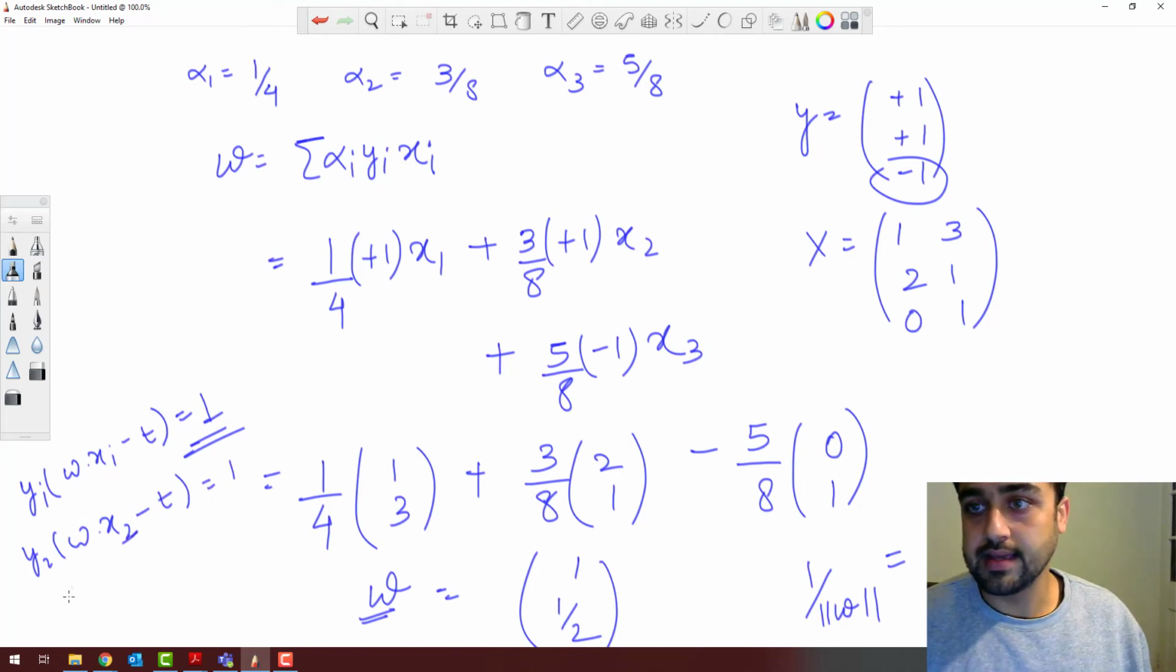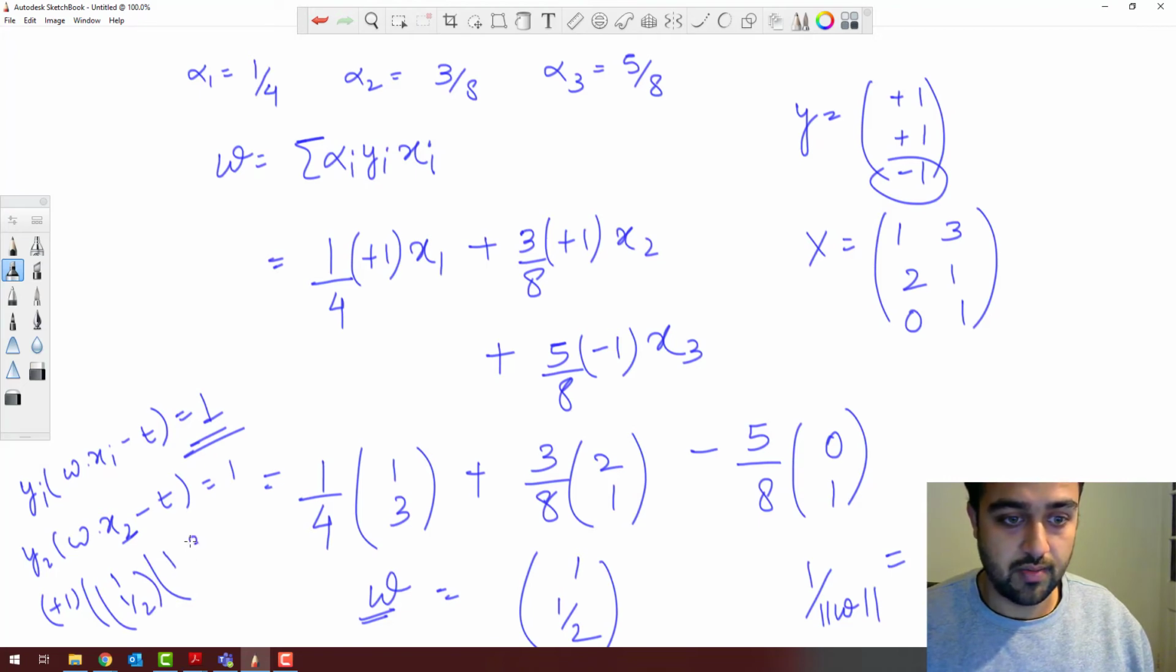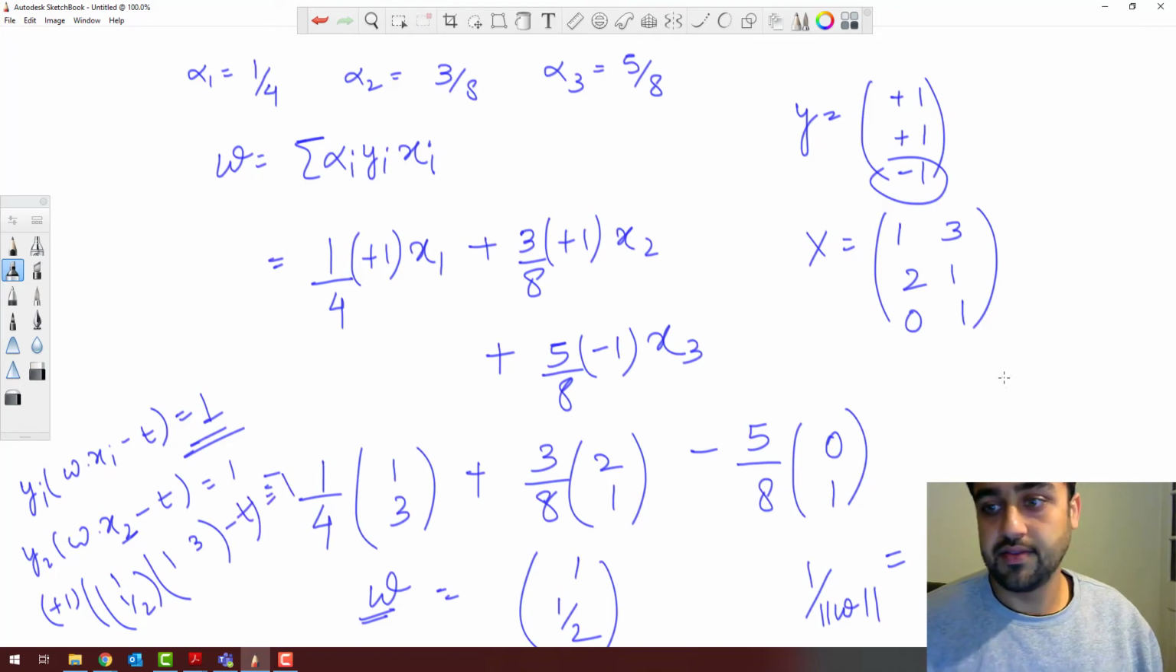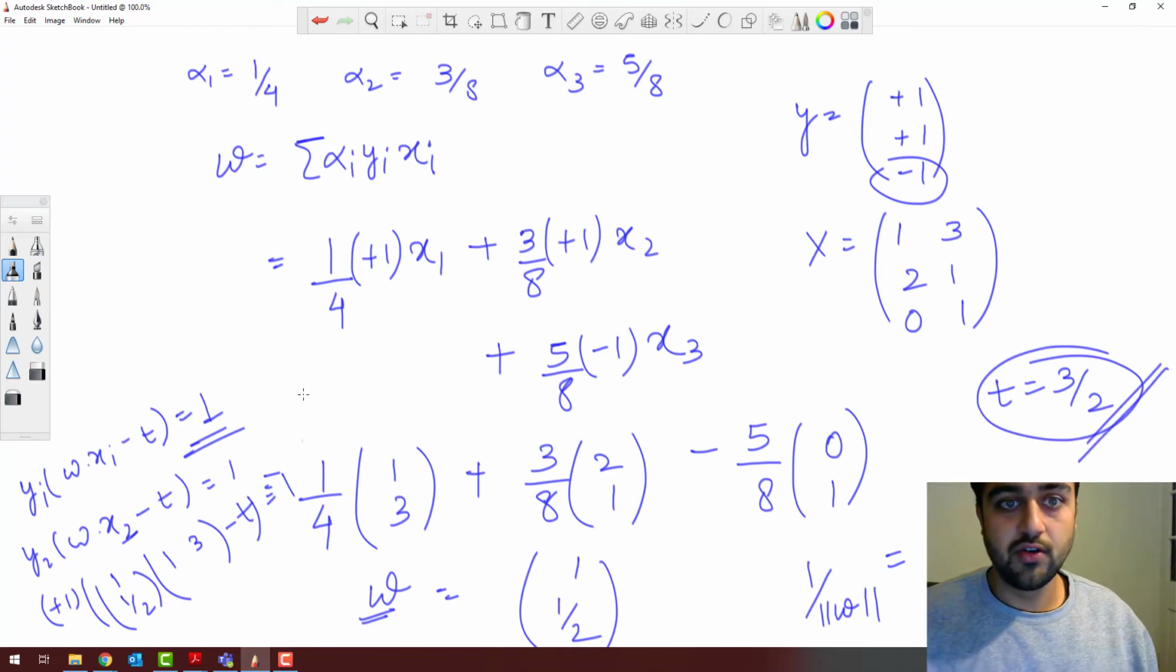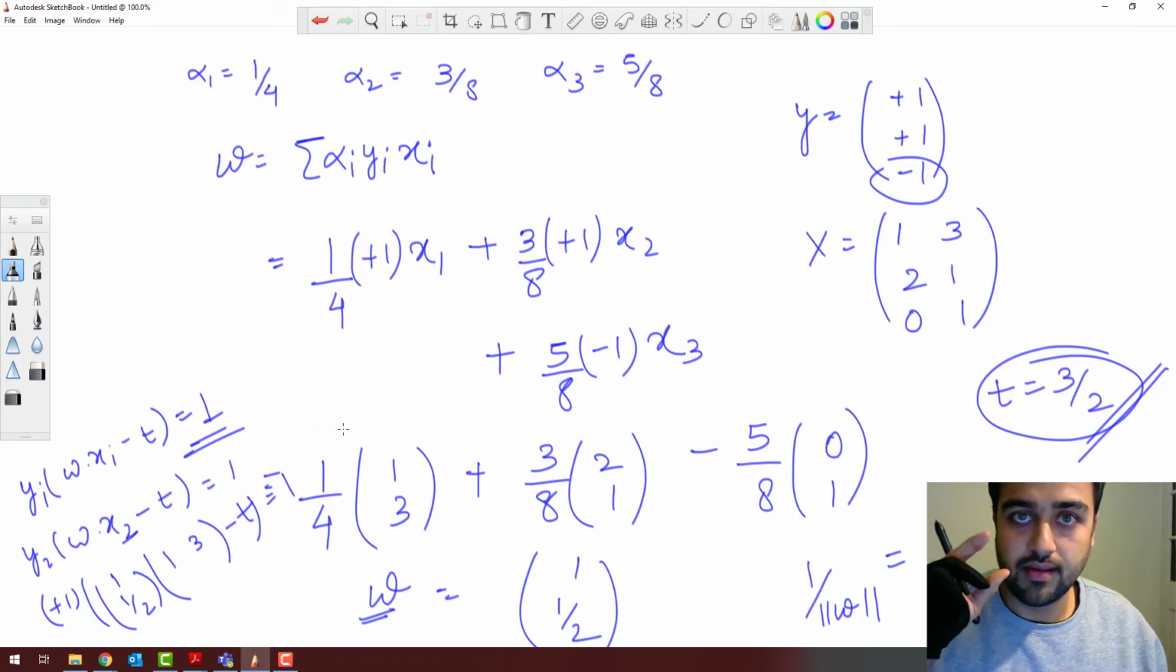Our y2 is plus 1, right? Our w is 1 comma 1 by 2. Our x2 is 1 comma 3, right? Subtracting t is equal to 1. Therefore, this gives us the value of t as 3 by 2. So we have found our values of w, we have found our values of alpha, and we have found our values of t. So that gives us our decision boundary. The perfect decision boundary, that gives us the maximum margin.